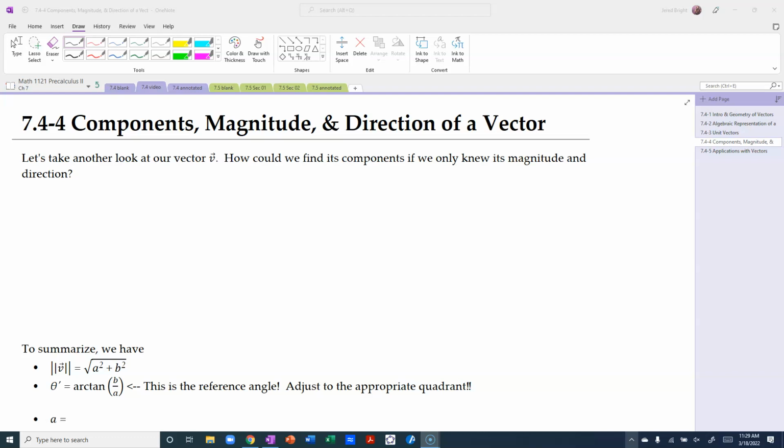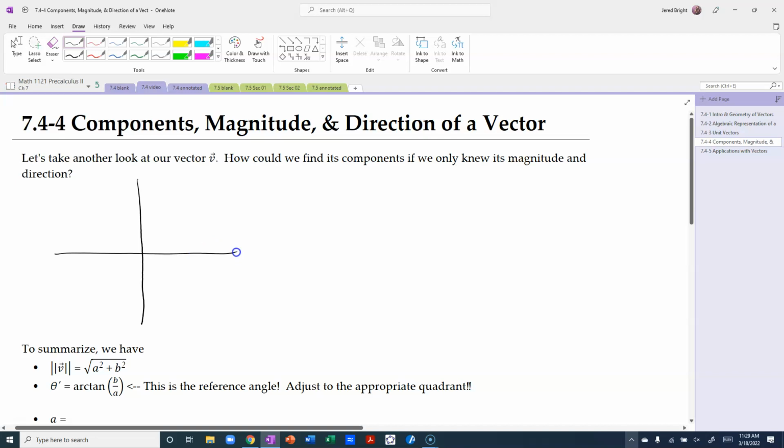Welcome back. And now we are going to switch gears and look at vectors in a slightly different way. Okay, so I'm going to draw a picture to start. Imagine that we are given a vector, and I'm just going to draw it in standard position for simplicity. Here's our vector v. And it says, how could we find its components?